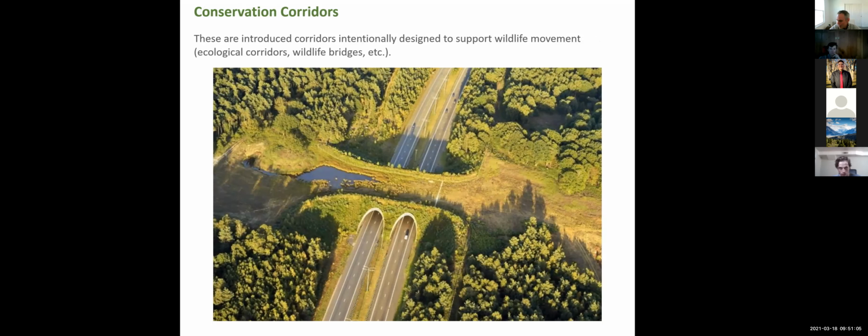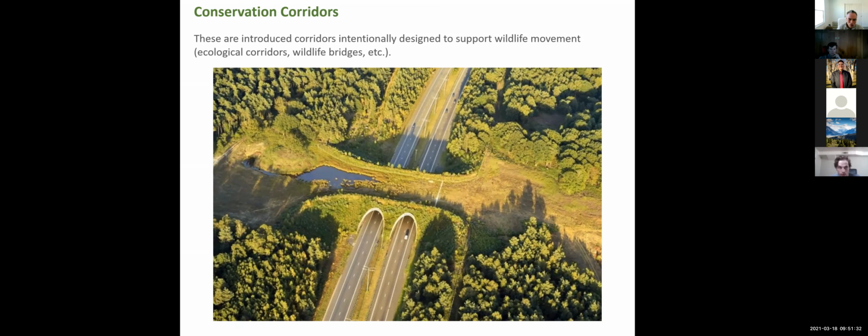Next, we have conservation corridors, and a conservation corridor is one that's designed and created specifically for the purpose of providing movement and habitat corridors for various species of wildlife. And these corridors are generally carefully designed to provide the specific resources that are needed by one or more of the species that are the target of the local conservation effort.